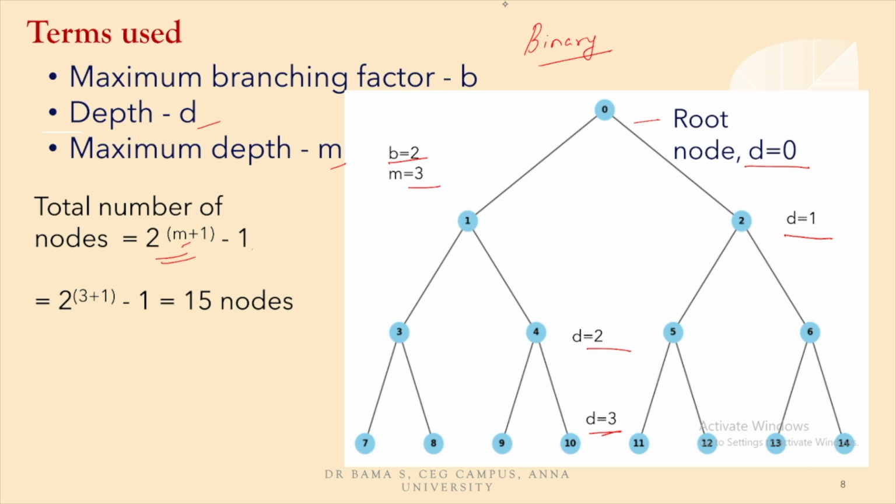So, it would be 2 power m plus 1 minus 1. Suppose the branching depth is 3, then it is going to be 3 power m plus 1 minus 1. If the number of branches is 3, this is how it is being calculated. Now, using these we are going to identify how the performance is for depth first or breadth first, or in fact any of the searches.